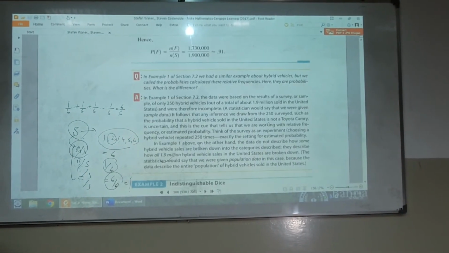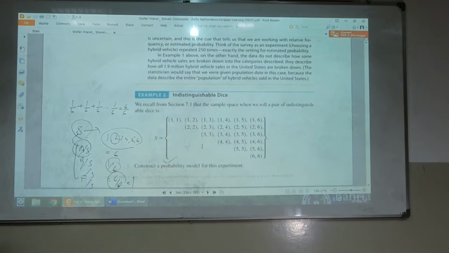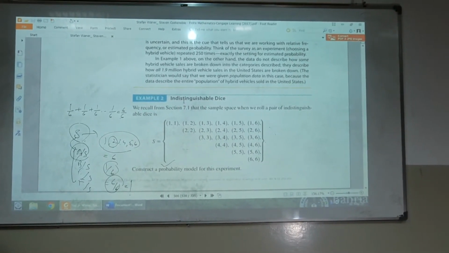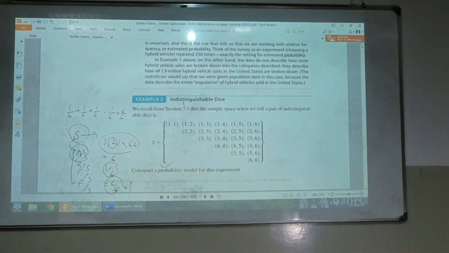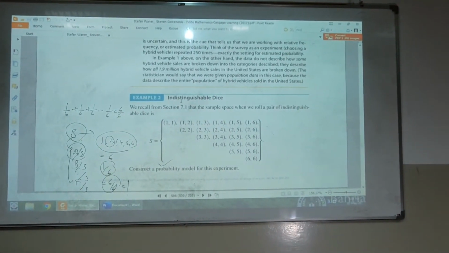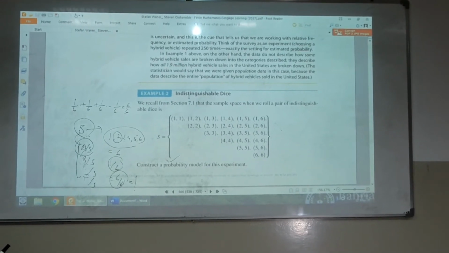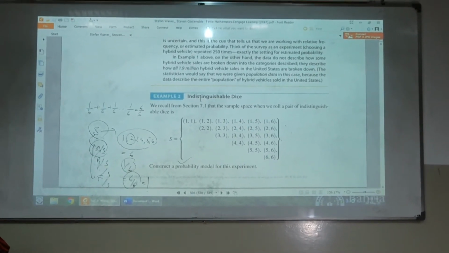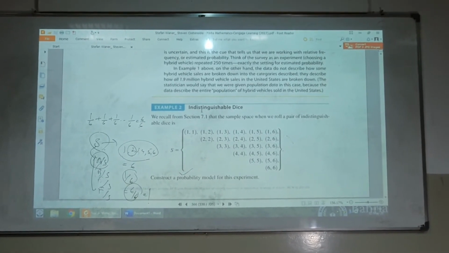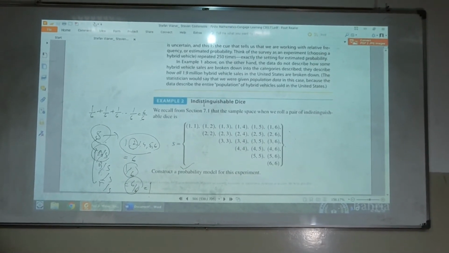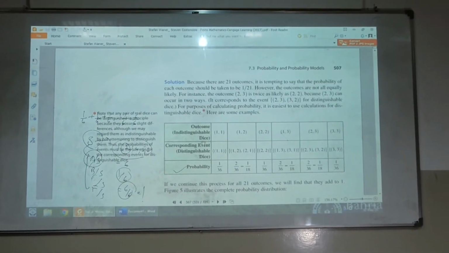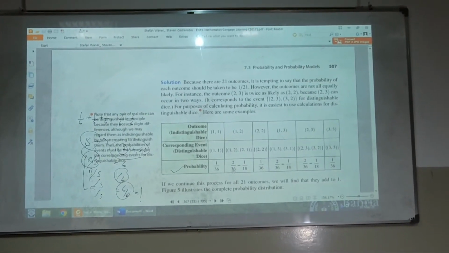Okay, let's just move on to indistinguishable dice. There are two kinds of dice, guys: indistinguishable and distinguishable. If it is indistinguishable, it would mean that both are of the same color. You can't really distinguish between them. And if it is distinguishable, it's either red or green or blue or white, whatever colors of the dice. You can just make them out separately. I think we've done enough of this.